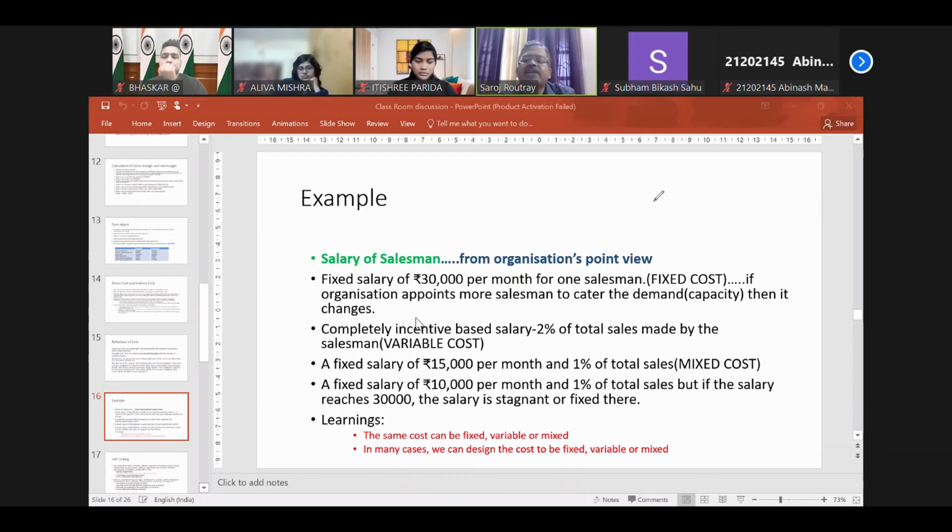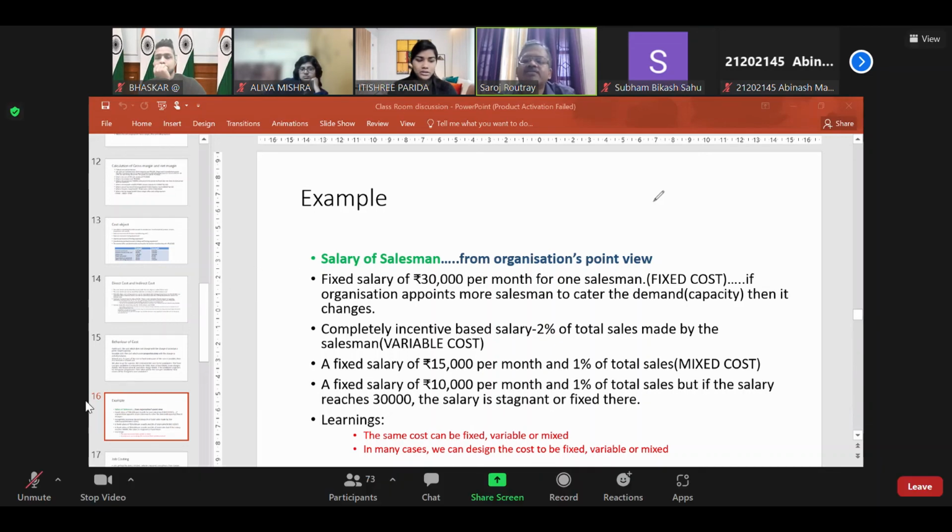I give a fixed salary of 15,000 plus 1% sales commission. And the last one is I give 10,000 fixed salary and then 1% commission. But the moment your total salary becomes 30,000, thereafter I don't give you any commission. So I make it stagnant at 30,000. Itisri, you are getting it?